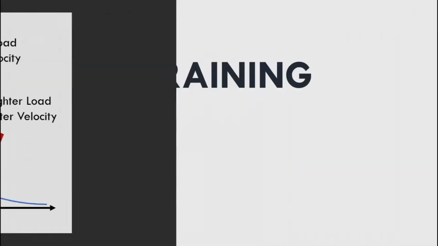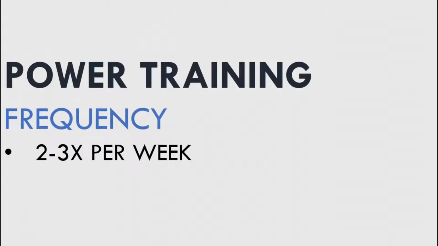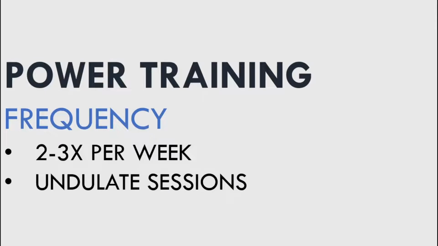Frequency of power training should be low to moderate. 2 to 3 sessions per week should be sufficient to improve power output. These sessions can be undulated throughout the week to focus on slightly different qualities. For example, one session could be an unloaded plyometric day, while the other session could focus more on loaded power training, such as squat jumps.